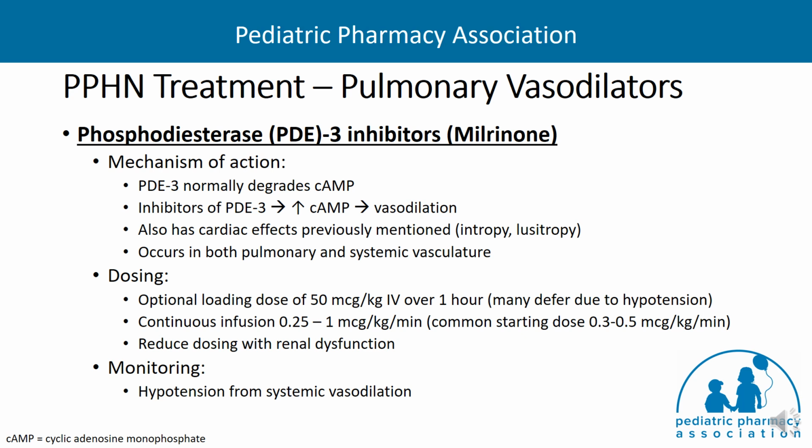So similar to PDE5 inhibitors, the primary adverse event to monitor for with milrinone is systemic hypotension, because you get that systemic vasodilation as well. And then additionally, it is an inotropic agent, so you always want to monitor for potential dysrhythmias.